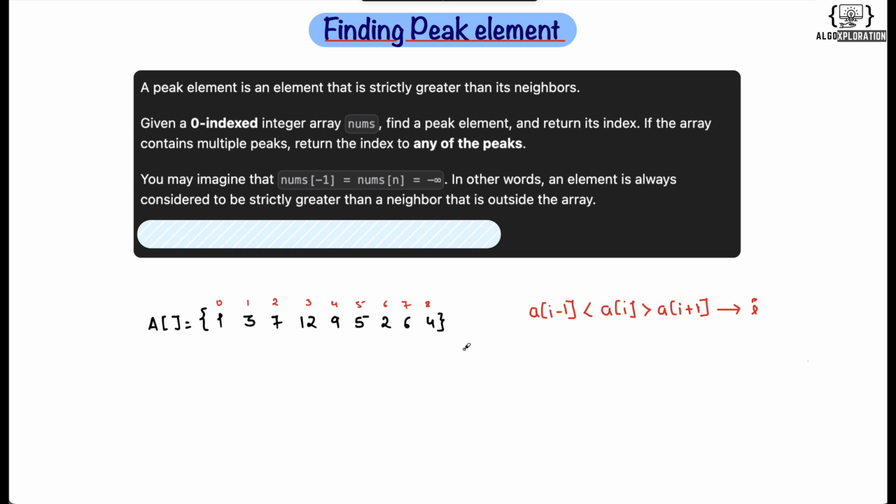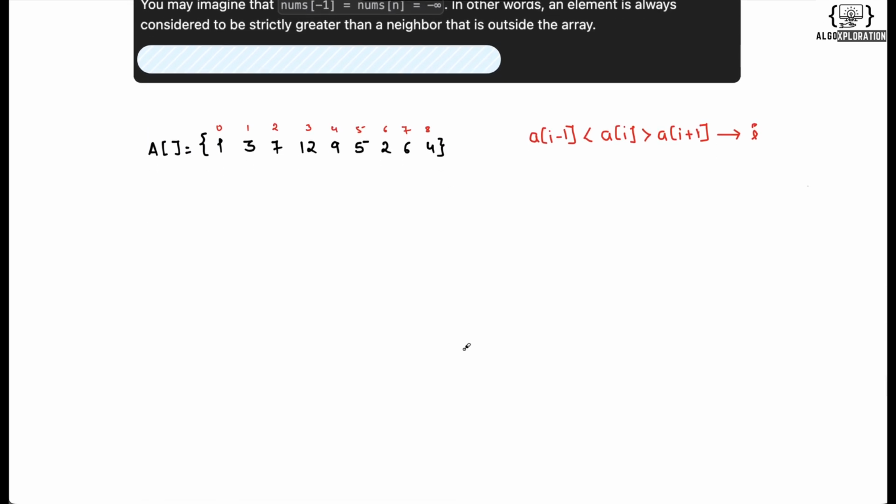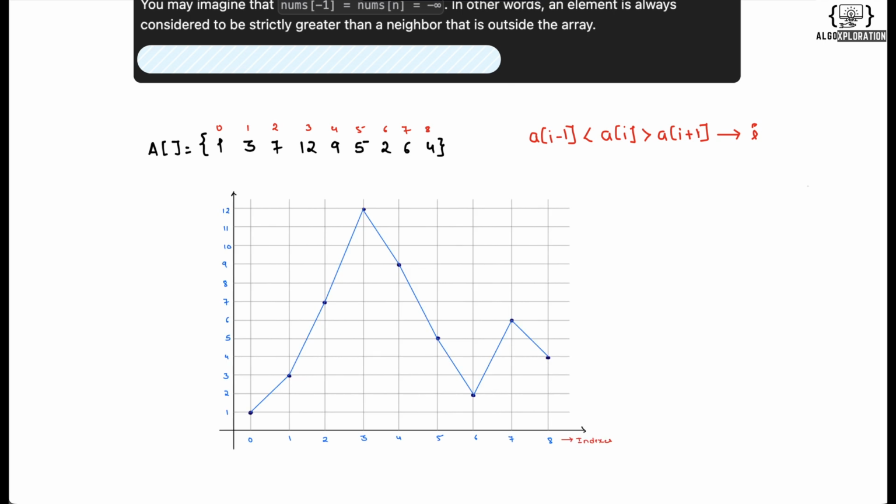Now if I convert this array in the form of a chart, it will look like this. Over here we can simply see that this is nothing but a peak element, because the neighboring elements are lesser than this. This is also a peak element. So here we can see that there are two peak elements. Now we can return any of them.